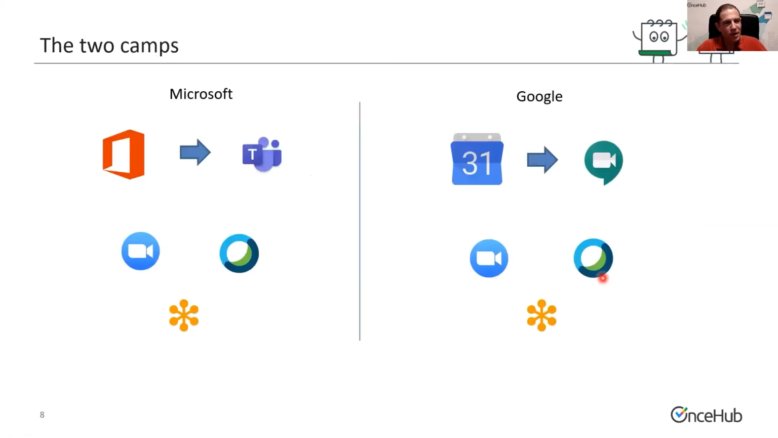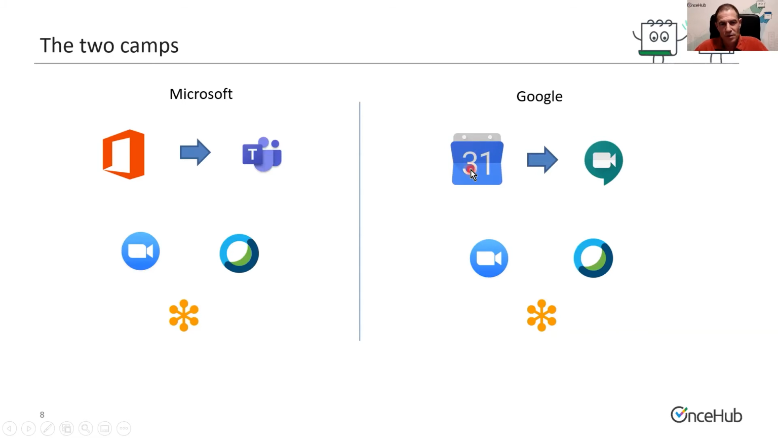So I mentioned the two camps. There's the Microsoft camp and the Google camp. The way it works, if you're connecting your Office 365 calendar and you have Microsoft Teams enabled on your account, it's going to be automatically enabled in Schedule Once as well. There is no need to connect it. You just connect your calendar and you have Microsoft Teams enabled.